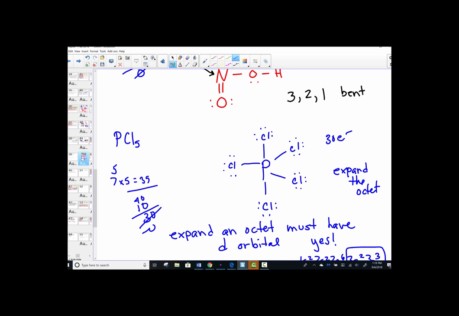Around the central atom, there are five domains. All five are bonded, zero are unbonded. You'd read on your VSEPR chart 5-5-0, with five sigma bonds, zero pi bonds, and an sp3d hybridization.